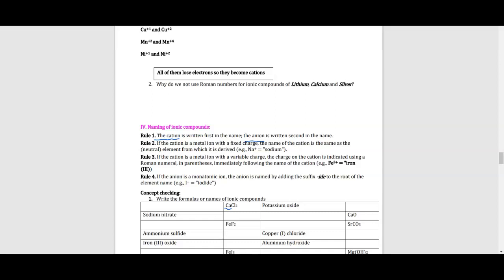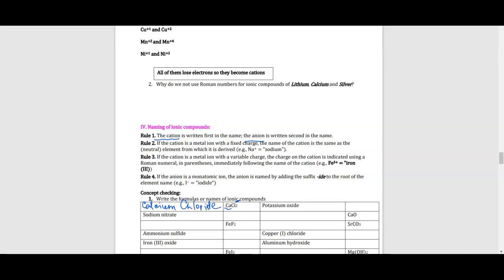Why is it chloride? Why is it not chlorine? I already mentioned it: because its charge is negative, and when it's negative and a monatomic ion, we need to change its ending to -ide. So it will be calcium chloride.